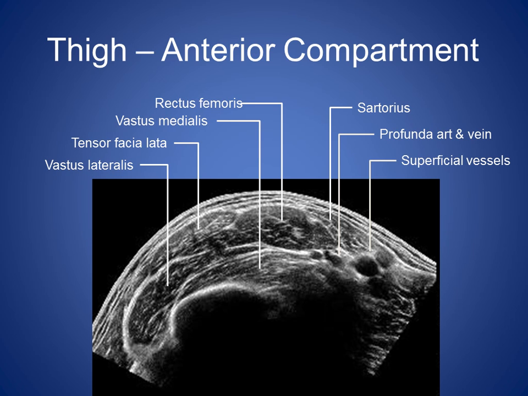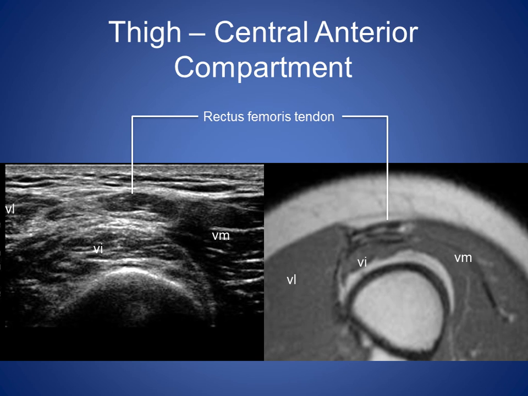Just a note on this picture, though, is to remind you of the normal sonographic appearance of muscle, which is hypoechoic with these interspersed echogenic septa. So that's normal. Typically, when I evaluate the anterior thigh, I like to start with the quadriceps tendon, I'm sorry, not the patellar tendon.